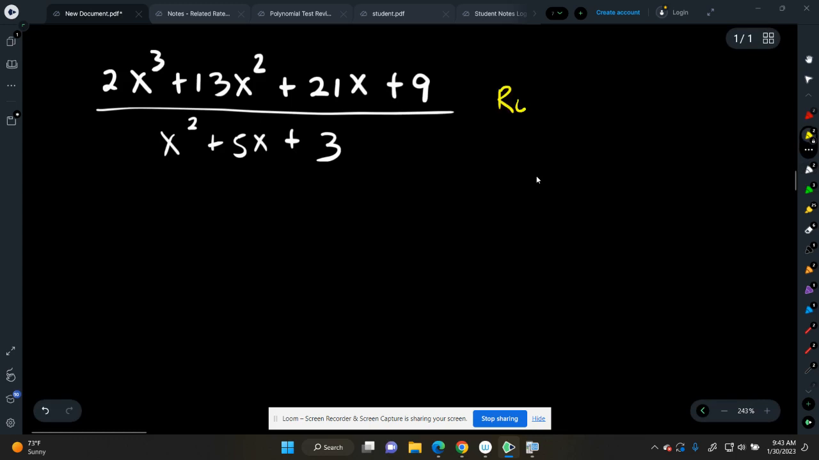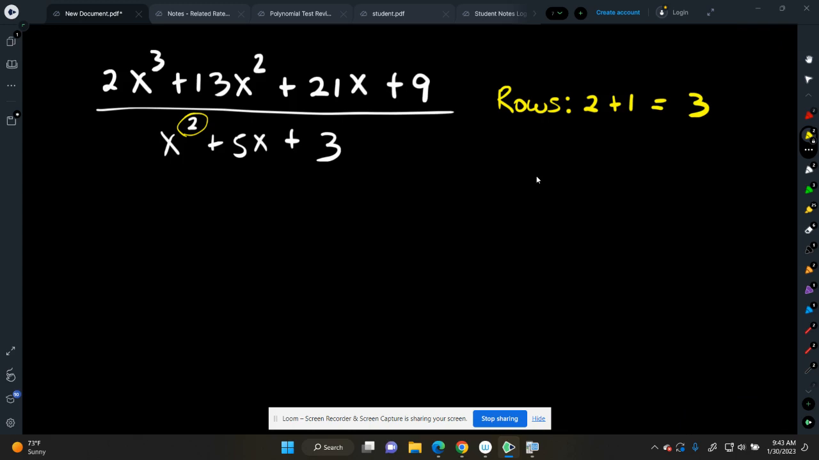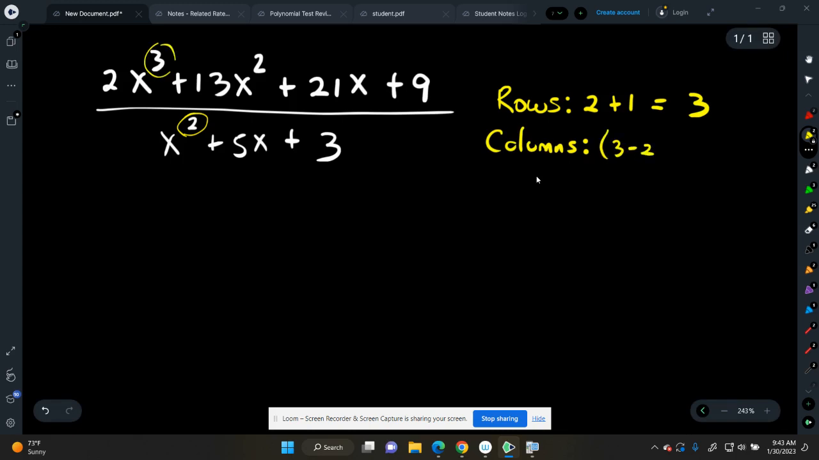So the rows, that's the exponent on the bottom. So that's a 2. And what do we always do? Add 1. So I've got 3 rows. The columns, we take the difference between the top and the bottom. So that's 3 minus 2 plus 1, which also equals 3. So this time we have a 3 by 3 square.